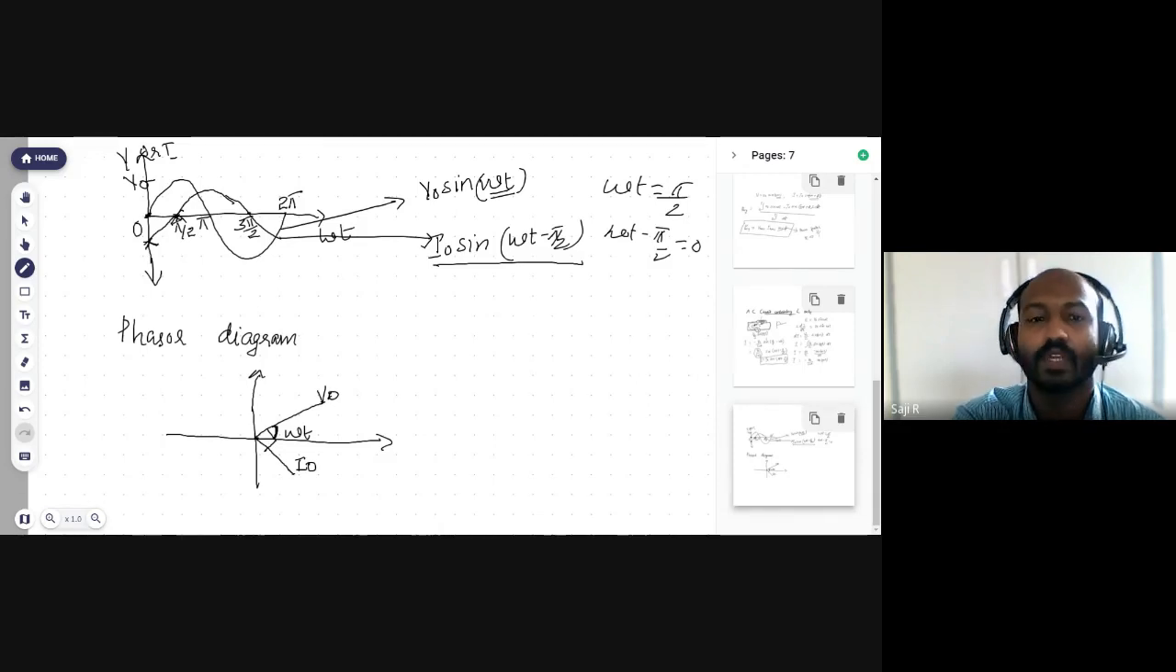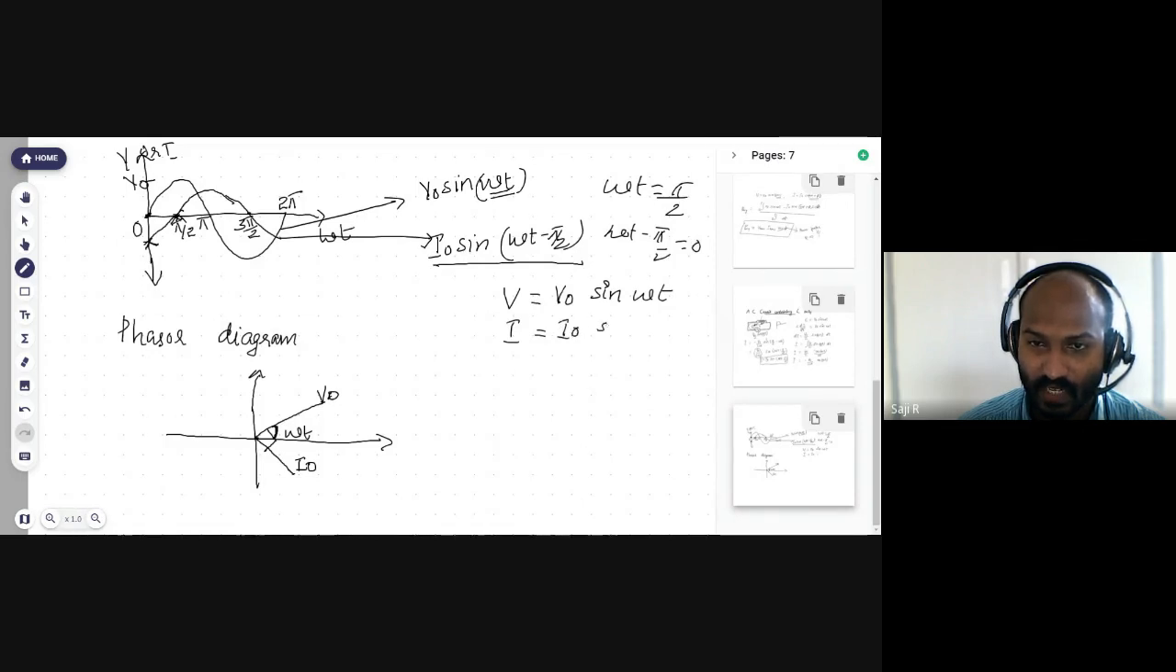Another important thing is, here we know that the applied voltage is V equal to V0 sin omega t, and the corresponding current we are getting is I equal to I0 sin(omega t minus pi by 2). Now this I0 is the maximum value of the current flowing through the circuit, and I0 is written as V0 by L omega.